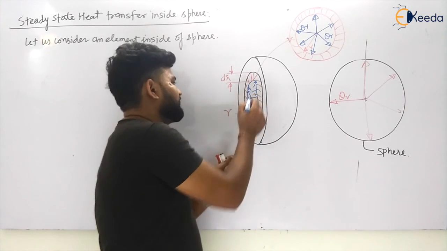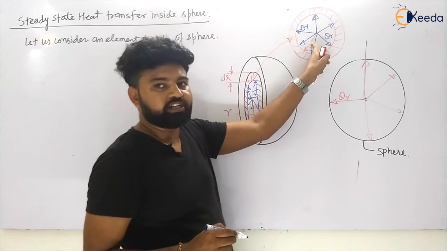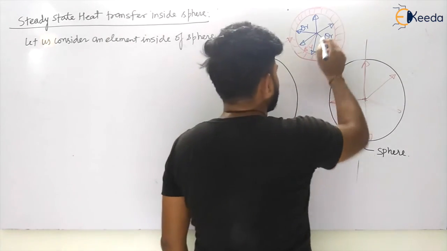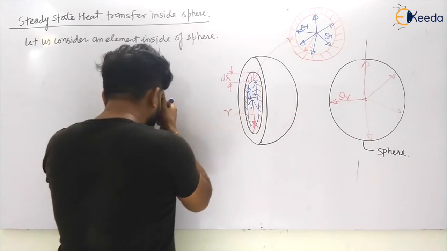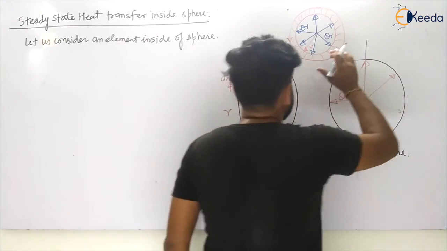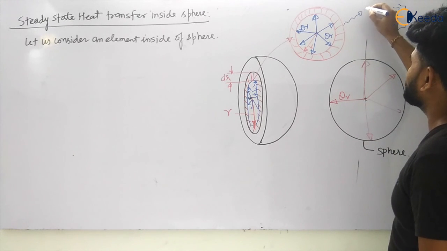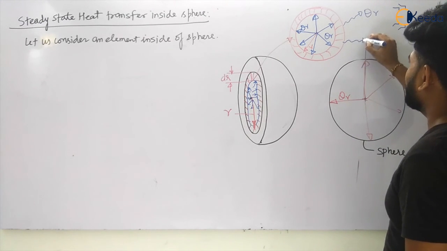Let us say this is at r distance, so I am considering QR as it is at the radius r, QR. And what is the heat coming out from this particular element, my dear students? What will be the heat? So let us say this is your heat, that is QR, coming out from that.